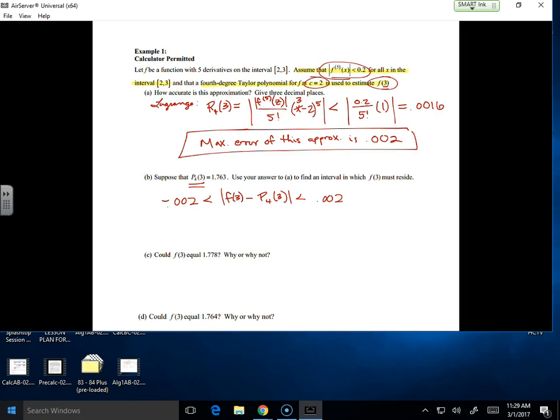So we go ahead and plug and chug and then add, and we end up that f of 3 is less than 1.763 plus 0.002, if you want to be super snazzy and stick it to the man. And it's greater than 1.763 minus 0.002.